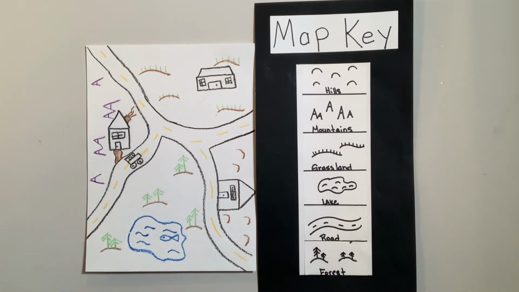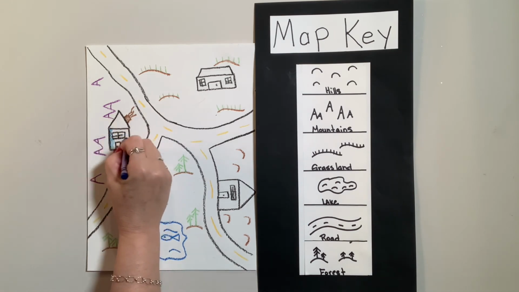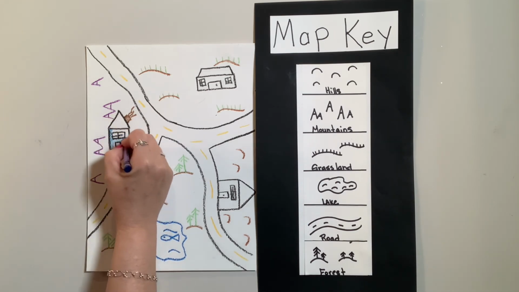I also want to color my house. Just pick a color, any color that you want. Maybe for this one, I want a blue house. So I'm going to color my house. Now I want to show you something.